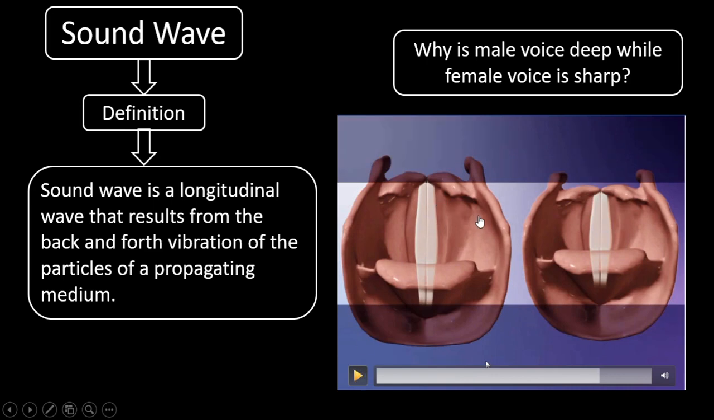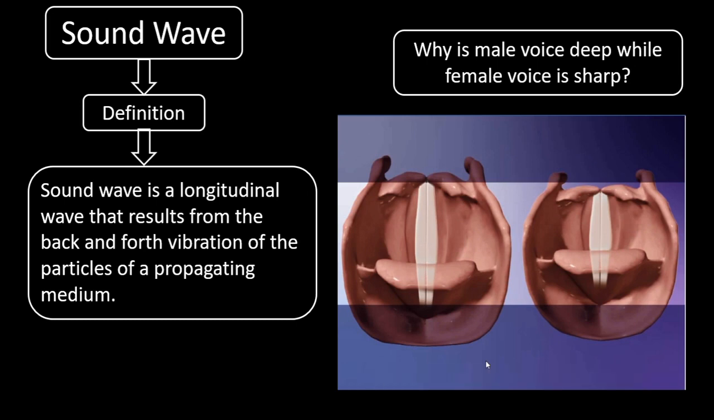Here we see the anatomy of the larynx of a male and female person. In case of male, the length of the vocal cord is longer, so the sound produced by the vocal cord has low frequency. The sound is deeper, while in case of female larynx, the length of the vocal cord is shorter, so it produces high frequency, sharp sounds.